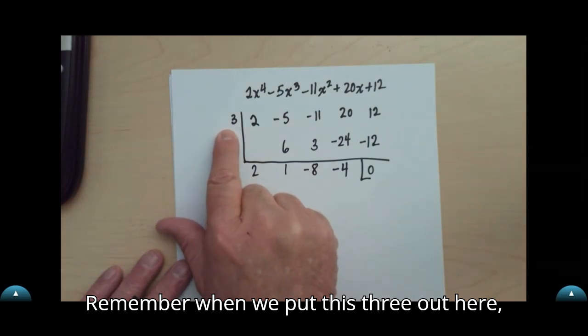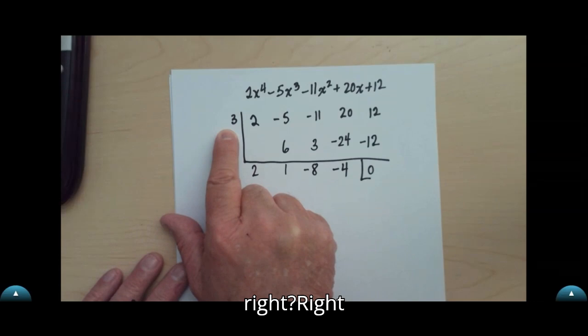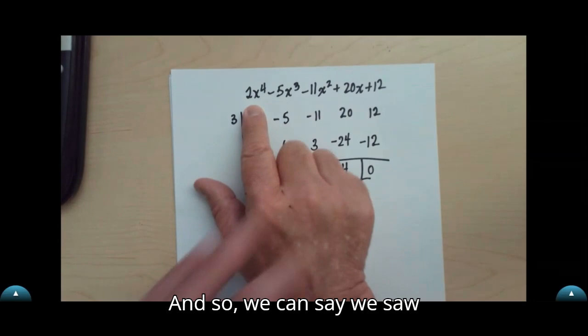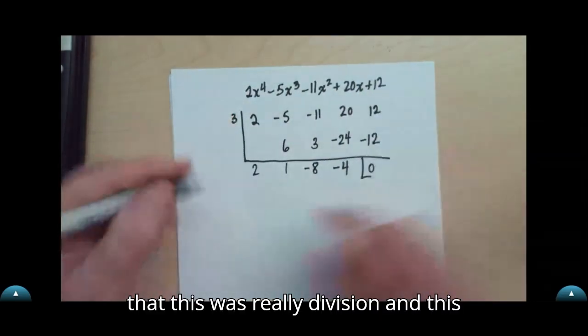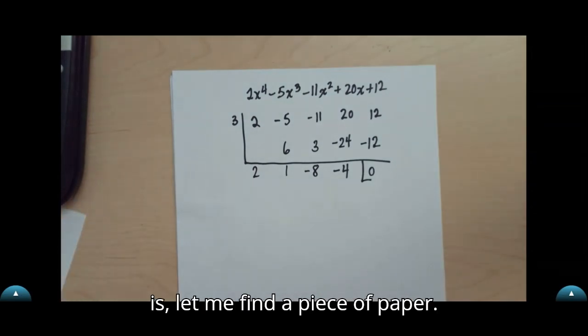Remember, when we put this 3 out here, we were really dividing by x minus 3, right? And so we can say, we saw that this was really division, and this answer here is, let me find a piece of paper.